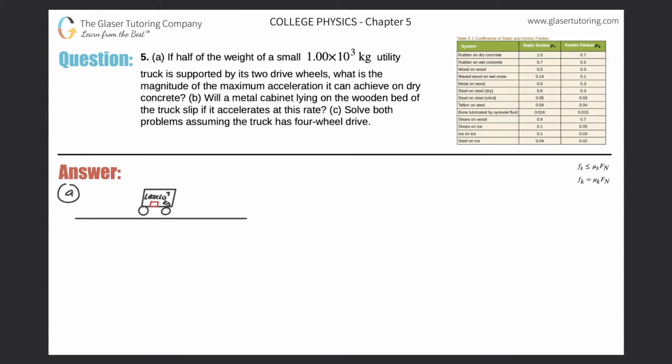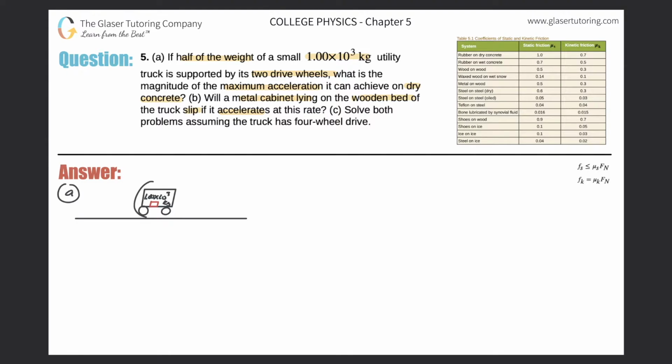Number 5, letter A. If half of the weight of a small 1 × 10⁻³ kilogram utility truck is supported by its 2 drive wheels, what is the magnitude of the maximum acceleration it can achieve on dry concrete? And letter B, will a metal cabinet lying on the wooden bed of the truck slip if it accelerates at this rate?